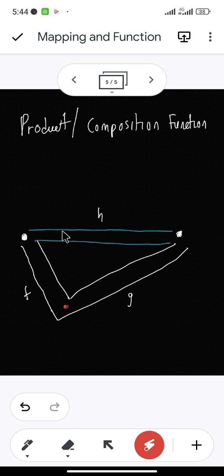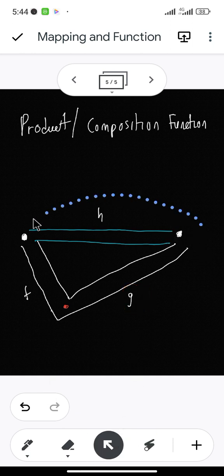You understand? So this is just like a shortcut, a better way of moving. So the function of the train covers the function of the bicycle and the car. Understand? So how does this relate to product or composite function? We're going to see it now.